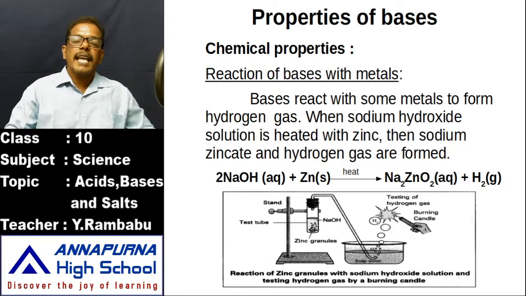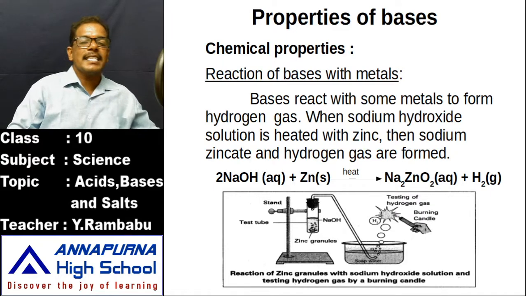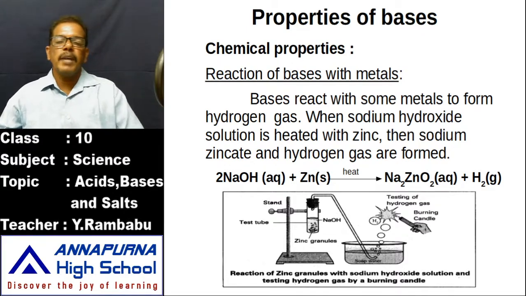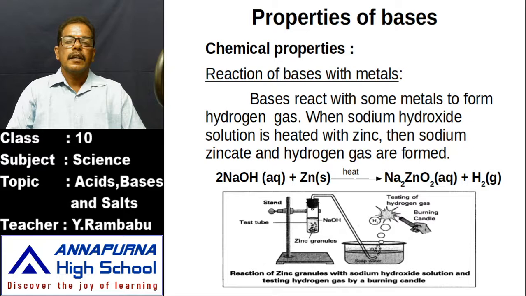How is hydrogen gas produced when an acid reacts with a metal? In the same manner, when a base reacts with a metal, the corresponding salt is formed and hydrogen gas is liberated. But students, observe one thing, keep it in your mind. This must be kept in your mind.